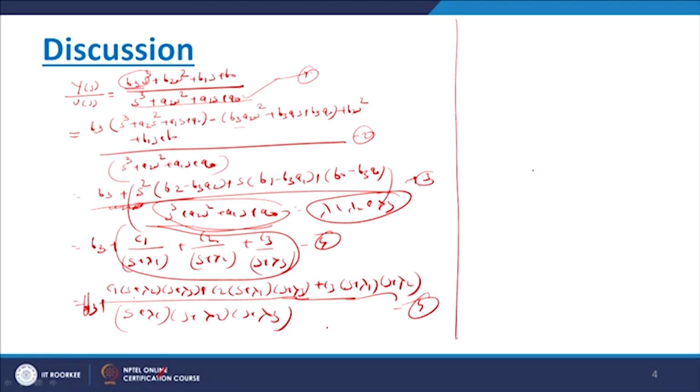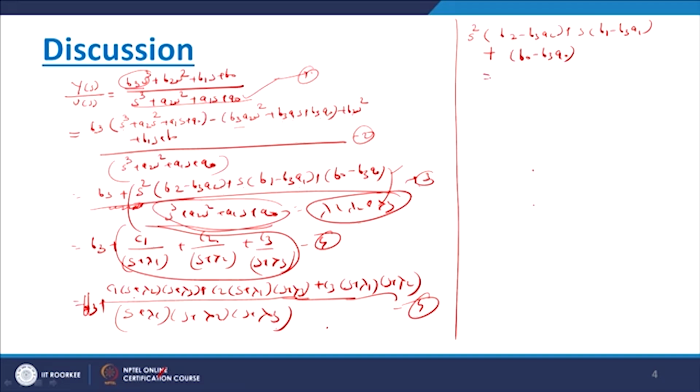Now we can write this as S square (B2 minus B3 into A2) plus S (B1 minus B3 into A1) plus (B0 minus B3 into A0). So what have we done? We have taken these particular equations, this equation, and we have to compare it with this.